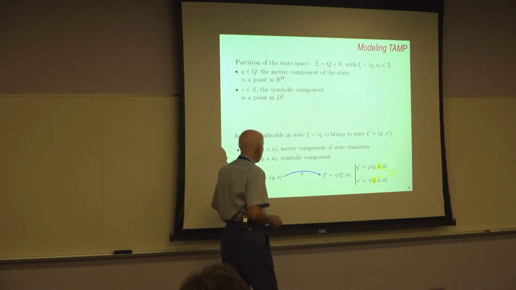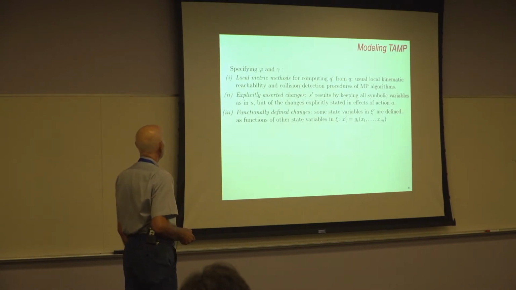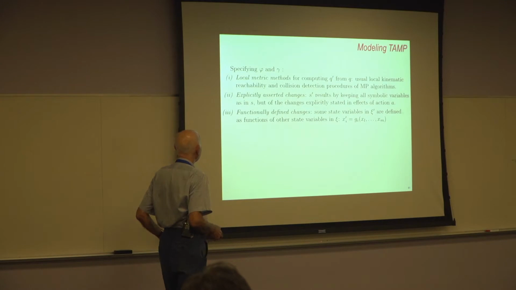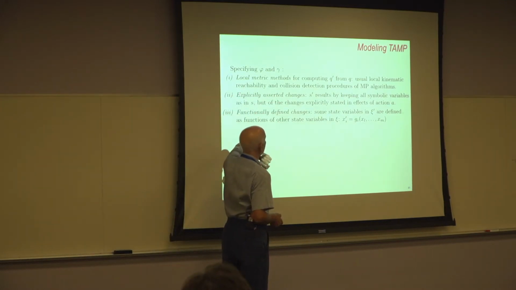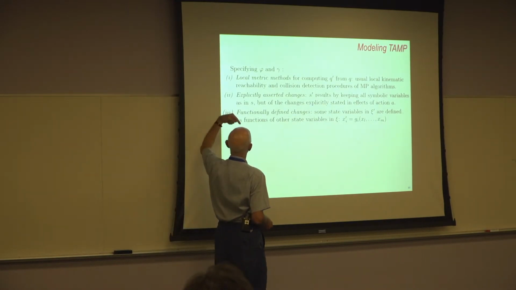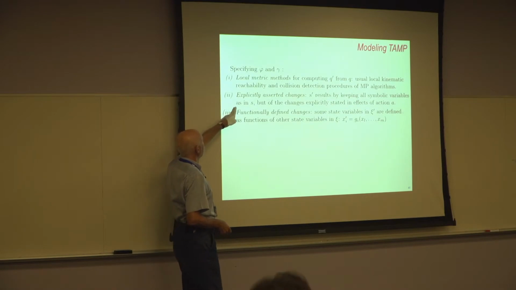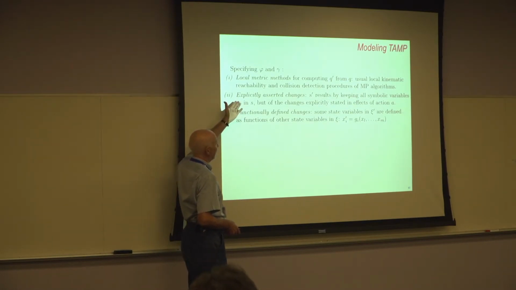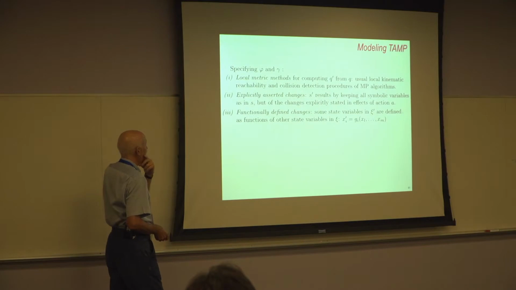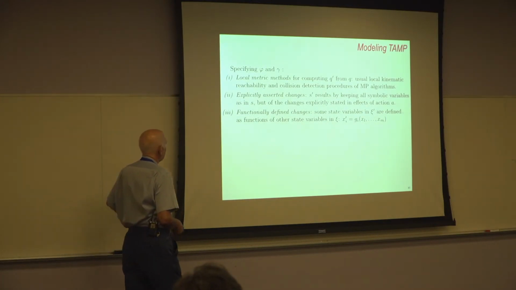And you have to be very careful about not using φ and γ that decouple entirely. So how do you specify φ and γ? You specify φ with local metric methods for computing q' from q using local kinematics, reachability, and collision detection procedures with motion planning, including constraints due to the symbolic part of the state variables. You have to rely on explicitly asserted change, as in task planning. S' results by keeping all symbolic variables in S, except for the change explicitly stated in action A, including the numeric parameters in ξ, and you rely on functionally defined change.